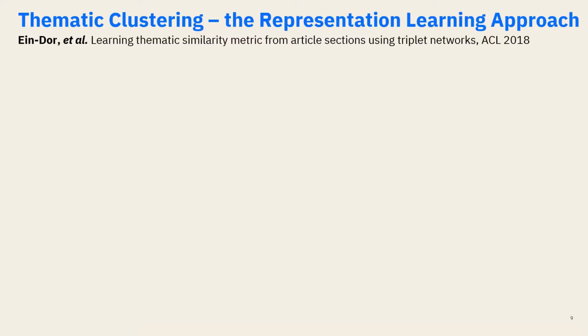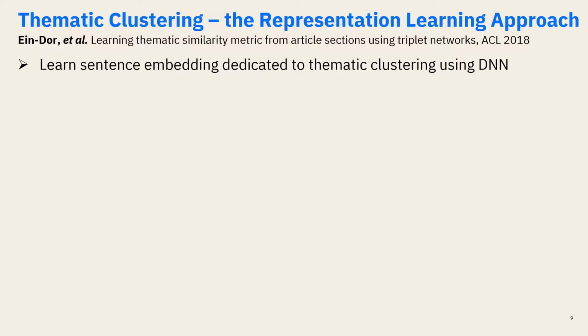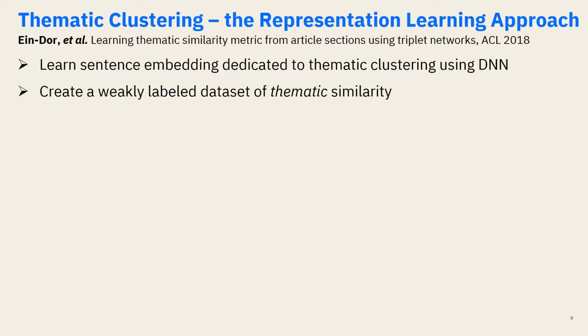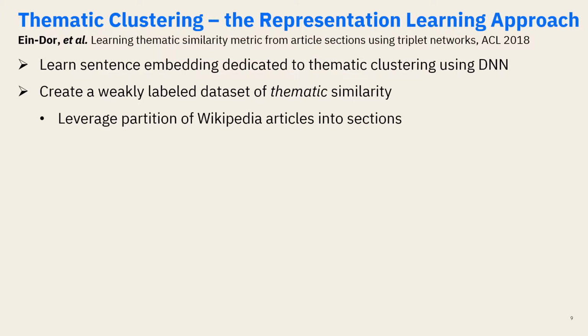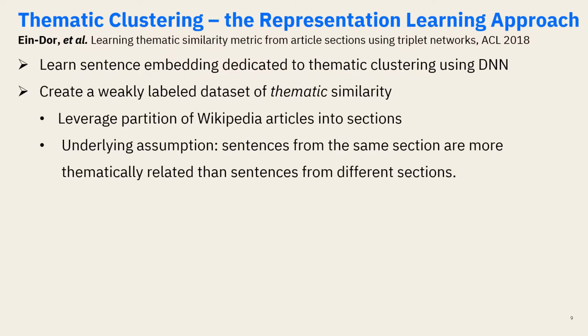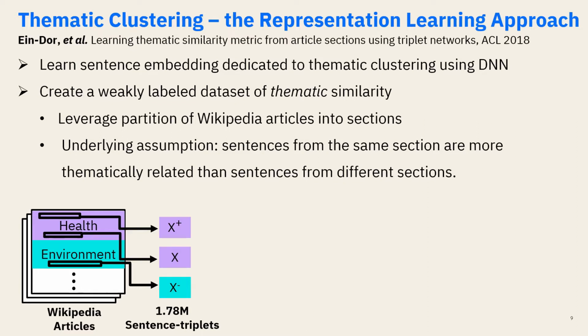A different approach for measuring similarity between sentences is representation learning. In this approach, a DNN is used to embed sentences in a vector space. We adopted this approach for learning sentence embeddings that are tailored for capturing thematic similarity. We created a weakly labeled dataset of thematic similarity by leveraging the partition of Wikipedia articles into sections. The underlying assumption was simple. Sentences from the same section are more thematically related than sentences from different sections.